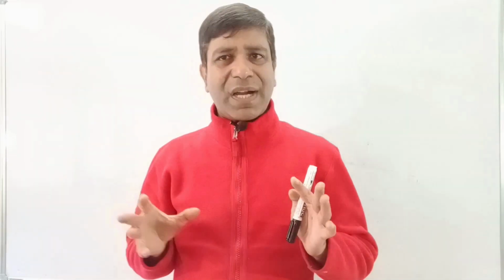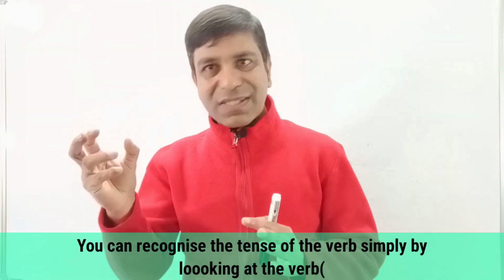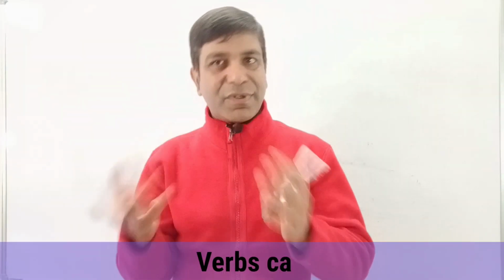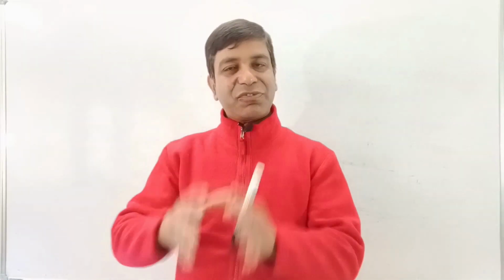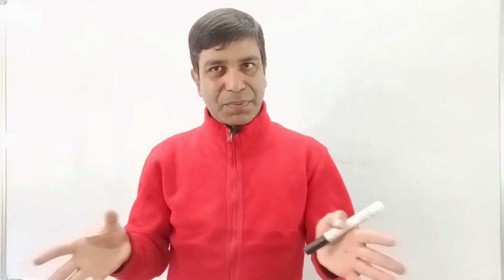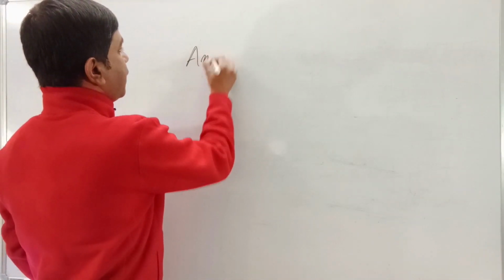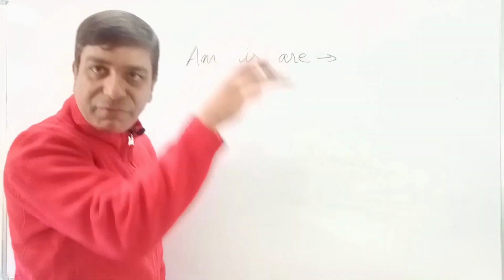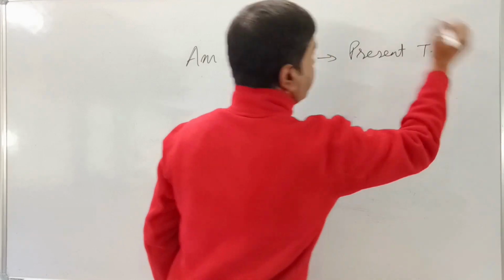You can recognize the time of the verb. You can recognize the tense of the sentence just by looking at the verbs. And the verbs can be auxiliary or the main verb. For now, I'm going to tell you about different tenses of auxiliary verbs. Auxiliary verbs are also called helping verbs. There are a number of auxiliary verbs such as am, is, are. Am, is, are are the auxiliary verbs that belong to the present tense family.